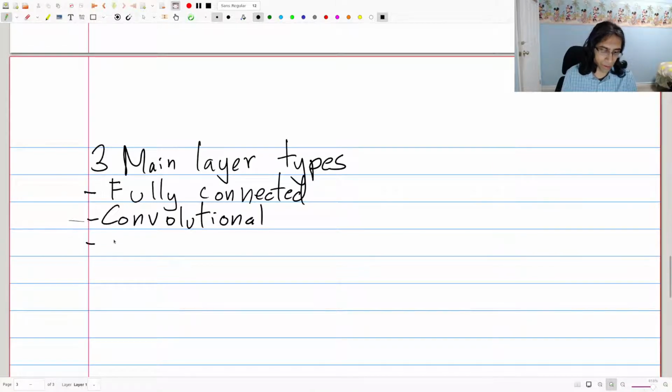And then the third one is pooling, which is quite a bit simpler than convolutional. And we'll talk about that briefly as well.